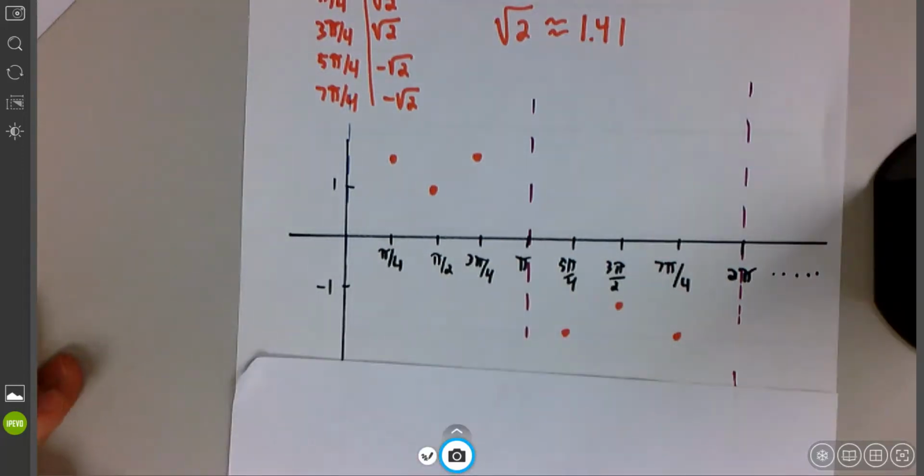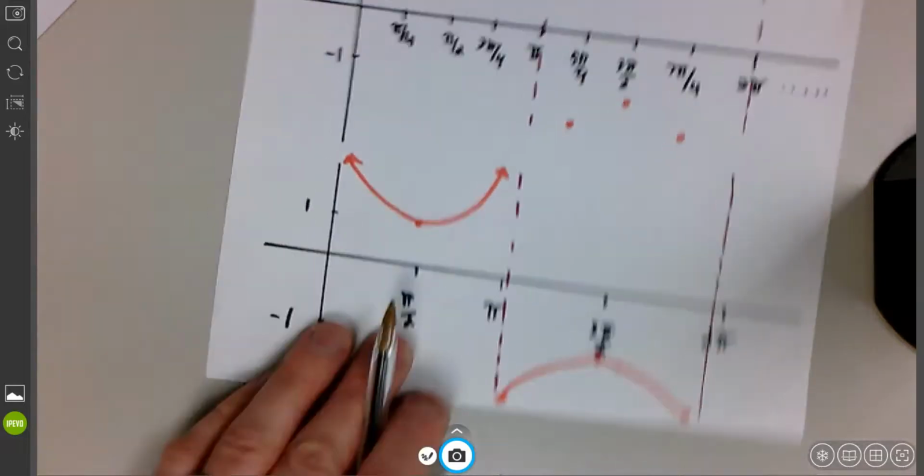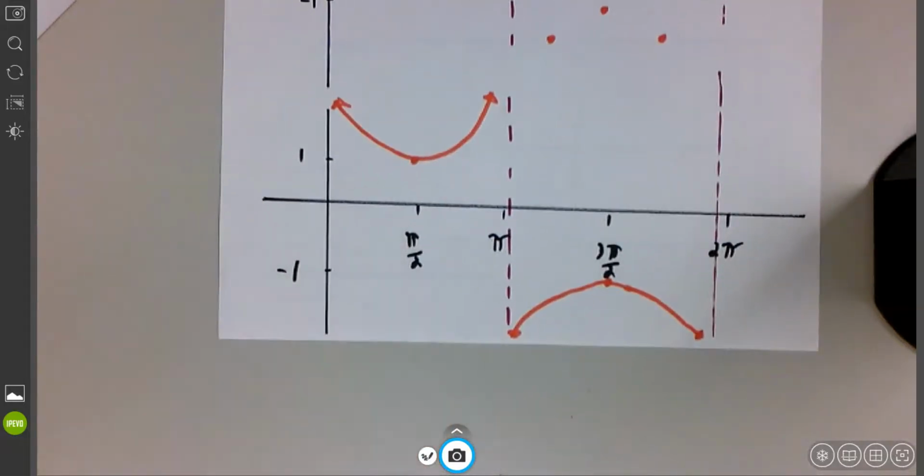They're not parabolas. Parabolas go left and right forever, and these are bounded by these vertical asymptotes, but it definitely has that sort of shape. So this would be one period, one time around the circle, for y equals the cosecant of x.